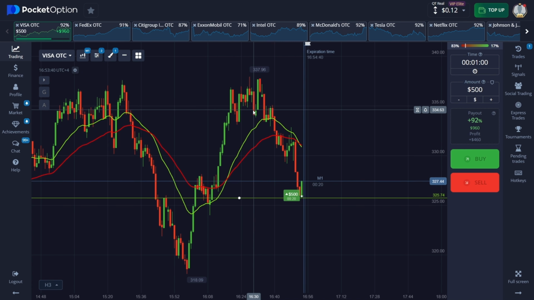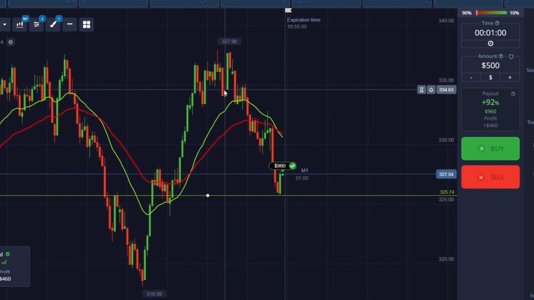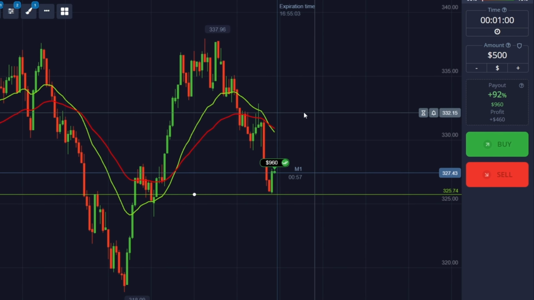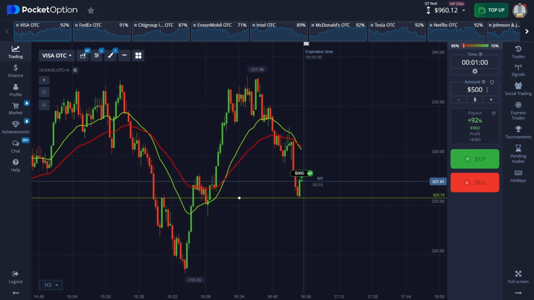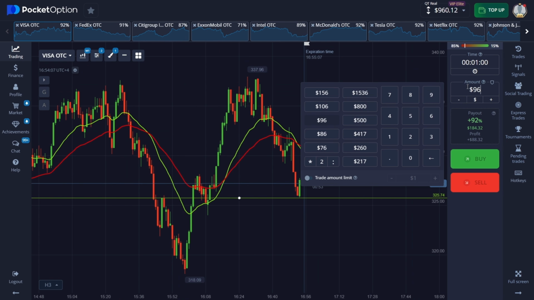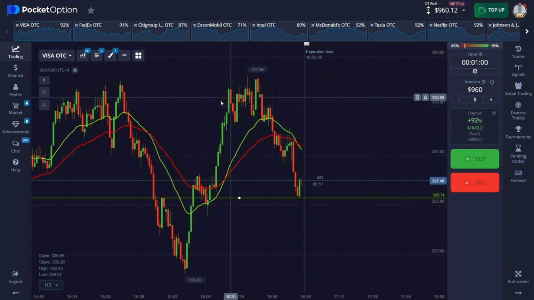There are still 20 seconds left, and it looks like a good win. Yes, it's a win. We won another trade, and now my balance turns into $960. So let's find another trade for $960.